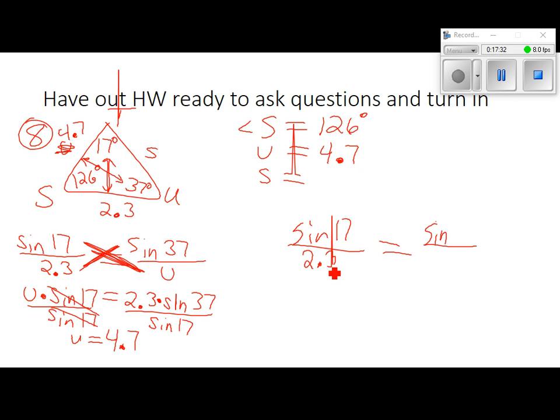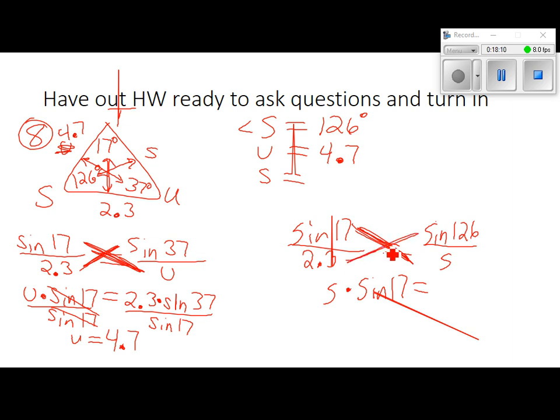This time, which angle are we going to pick? Instead of picking the 37, we're going to pick 126. Because now we want to find little s, right? So we want to pick the angle across from it. We cross multiply this way, what do you get? S times the sine of 17. Remember, you're sticking the number or the variable out in front because you don't want your calculator to see anything dumb because it won't understand it.